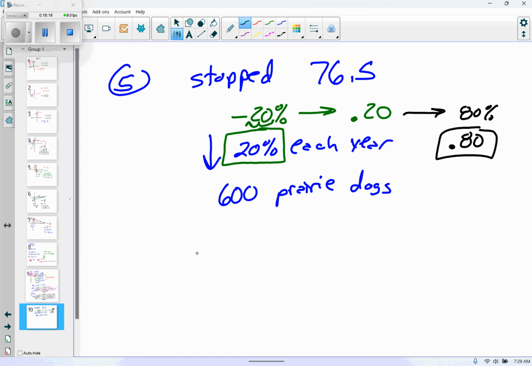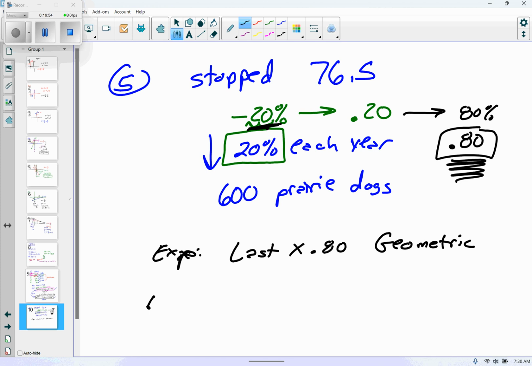So let's think about how this equation would work. So we have the explicit, which is going to be last times 0.80, because that's going to tell us how many prairie dogs. That's why we want to use this value and not this value. Okay, the 20% means how many fewer we would have. The 80%, because 80 plus 20 would mean we have something taking place. Okay, so because I am multiplying, this has to be geometric.